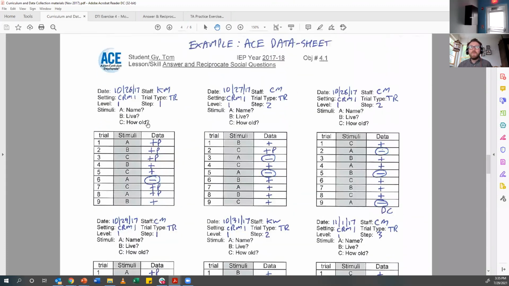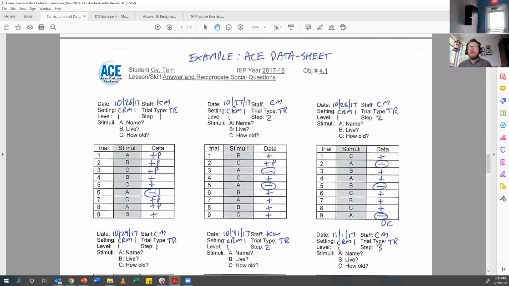In this teaching session that was implemented on October 27th, we see the student engaging in more independent correct responses. He also engaged in another error. Okay, so he engaged in 7 of the 9 trials correctly. He emitted a correct response in 7 of those 9 trials. He did not meet the criteria to fade the prompt.